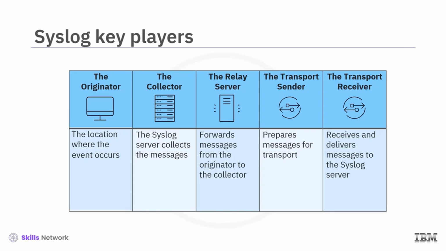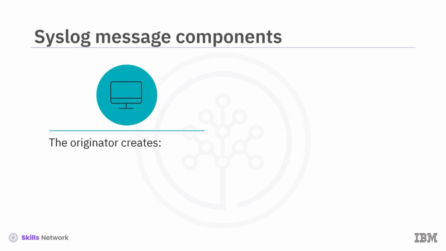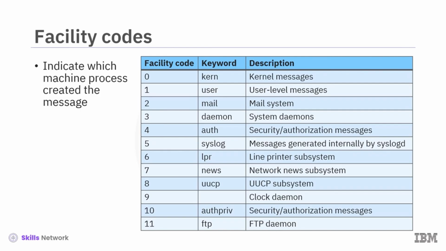Next, check out the syslog message process. The message process starts with the originator, creating and including the facility code and severity level. The syslog client adds an originator process ID, a timestamp, and the device's hostname or Internet Protocol address, IP address, to the information header before forwarding it to the server. The facility code values indicate which machine process created the message.